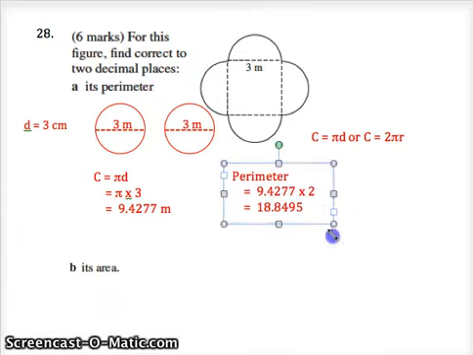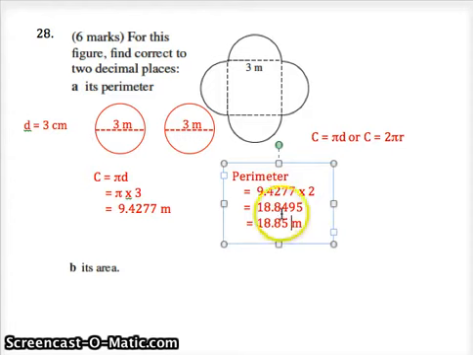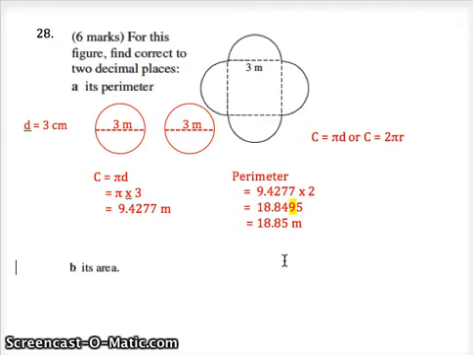Now we need that to 2 decimal places. That's what we're asked to give it to for the answer. So it will be 18.84, or will it be 18.85? It'll be 18.85 because we look at the figure after the 4. So the third decimal place is a 9, which is bigger than 5, 5 or more. So the 4 in front becomes a 5. So that's the perimeter of that shape.